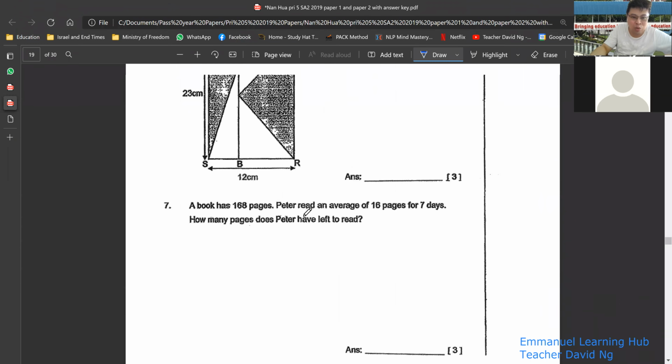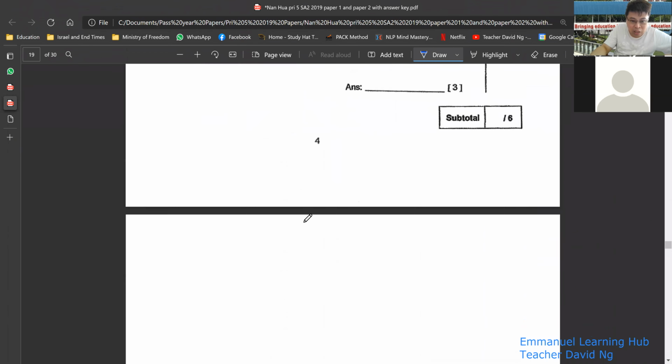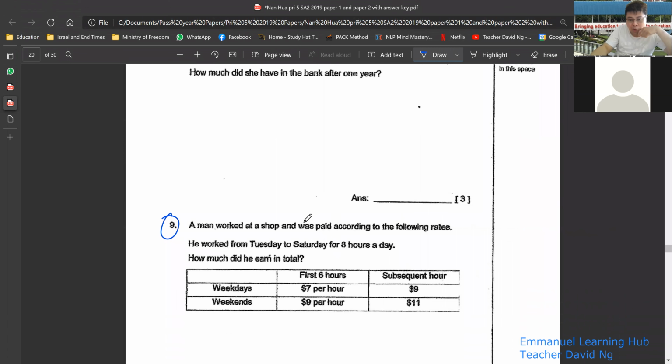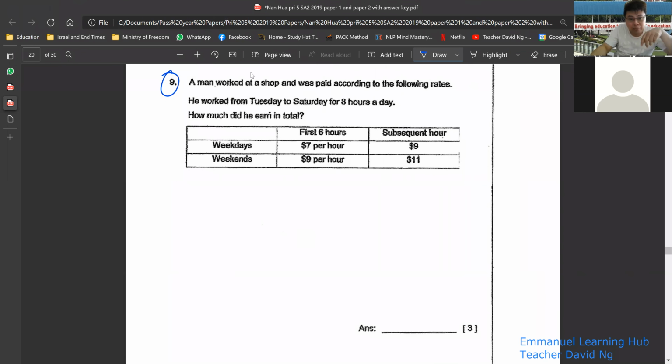I won't waste time. Let me look for a blue question first. Just now I circled a number of blue questions. This is one of the blue questions. Question 9. A man worked at a shop and was paid according to the following rates. He worked from Tuesday to Saturday for 8 hours a day. How much did he earn in total?